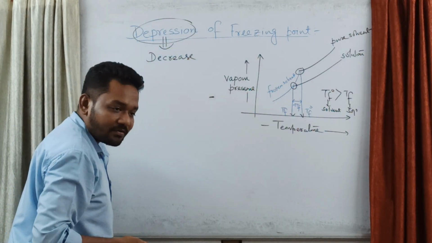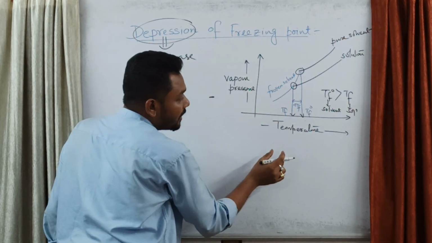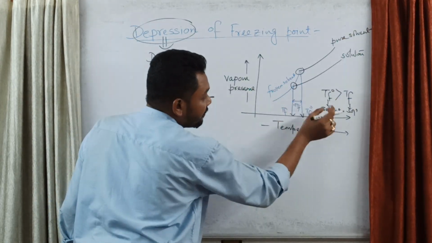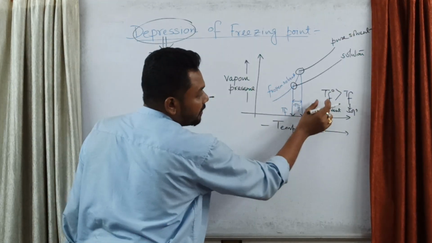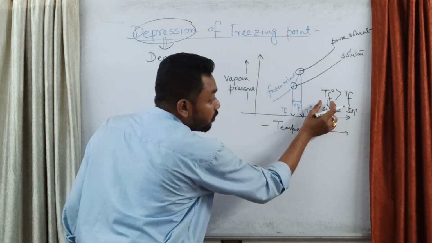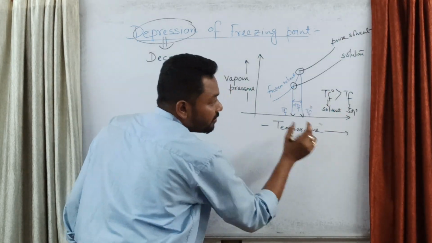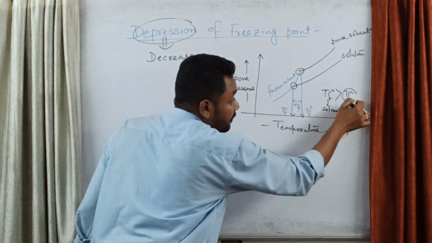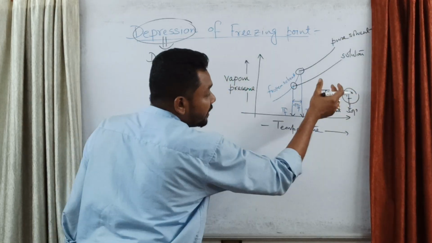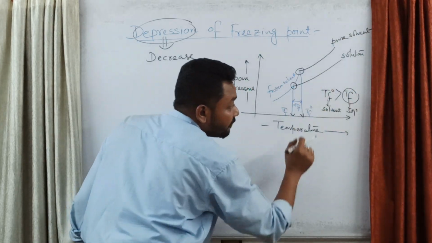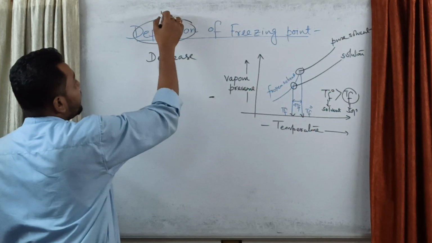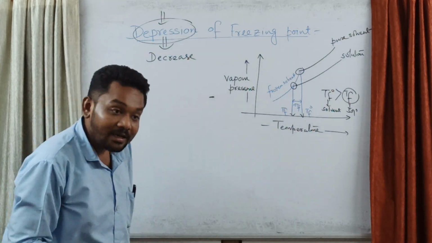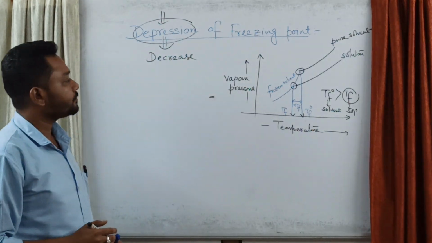Why are you seeing depression of freezing point? Because from the graph, Tf is less than Tf0. That means the solvent freezing point is greater than the solution freezing point. After the addition of the solute, the solution freezing point decreases, so you call it depression of freezing point, that is, the decrease of freezing point. So write down.